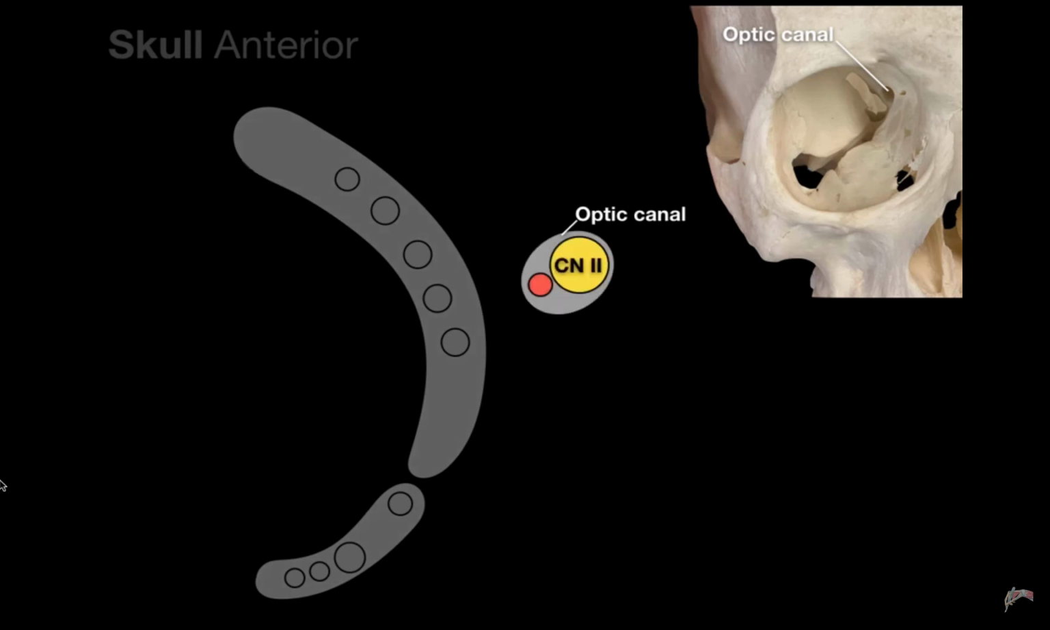Now the optic canal contains cranial nerve 2, or the optic nerve that goes from the retina for vision. It also contains the ophthalmic artery that supplies the orbit and arises from the internal carotid artery.